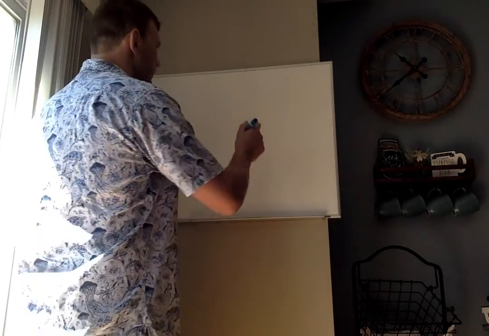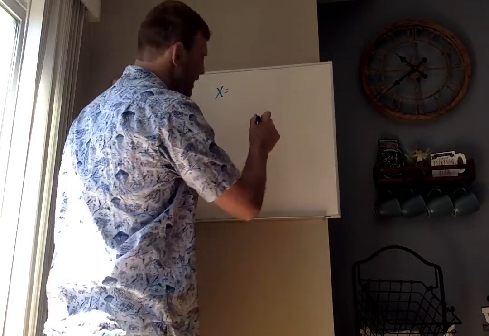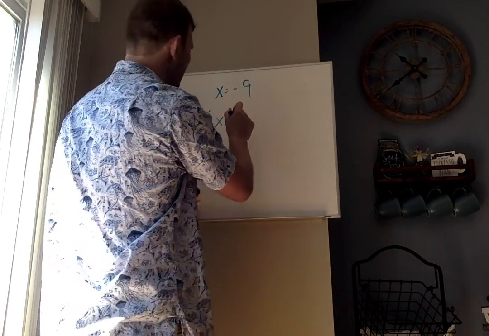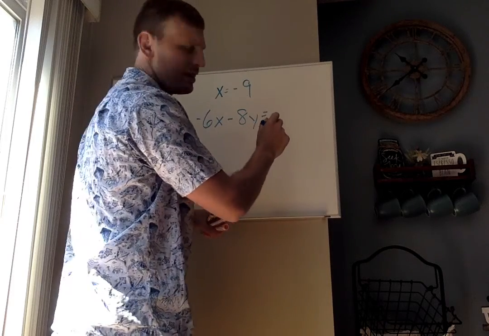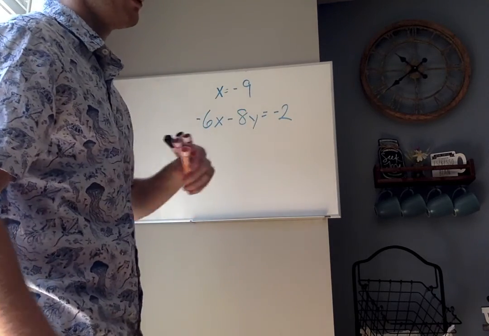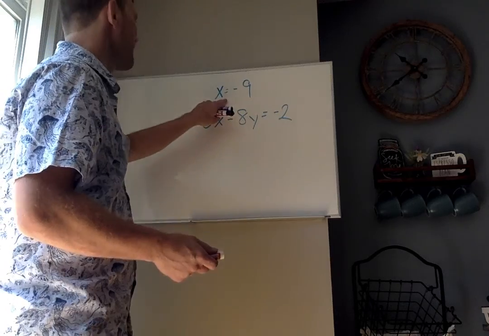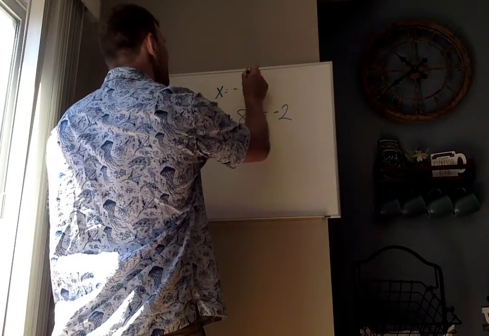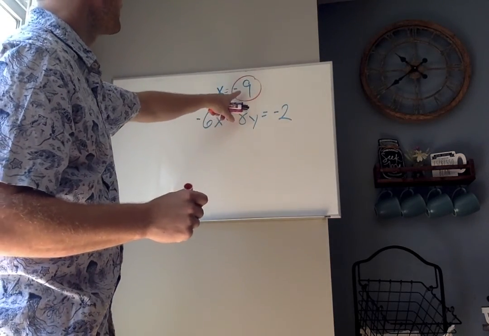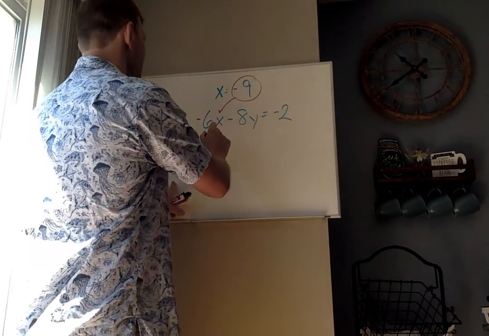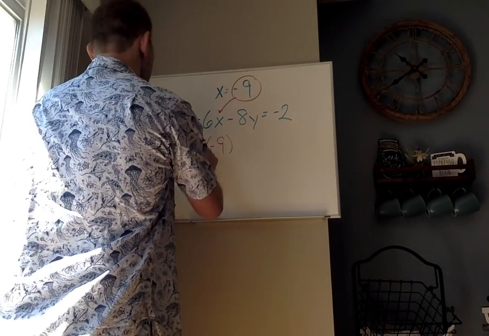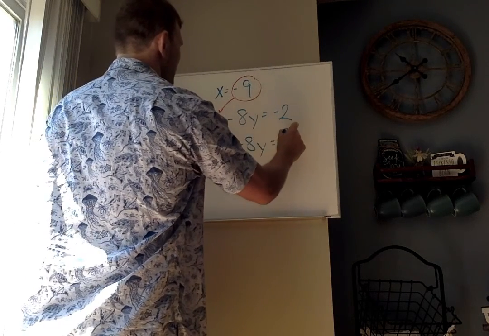So here, we have x equals -9, and then we have -6x minus 8y equals -2. Substitution works best when one of your variables is by itself or can be easily gotten by itself. Notice x is by itself here. So I'm going to take what x equals, and I like to draw an arrow to where I'm substituting it in. I circled the -9, I'm going to draw that to the x because that's what I'm replacing. So I have -6 times -9 minus 8y equals -2.